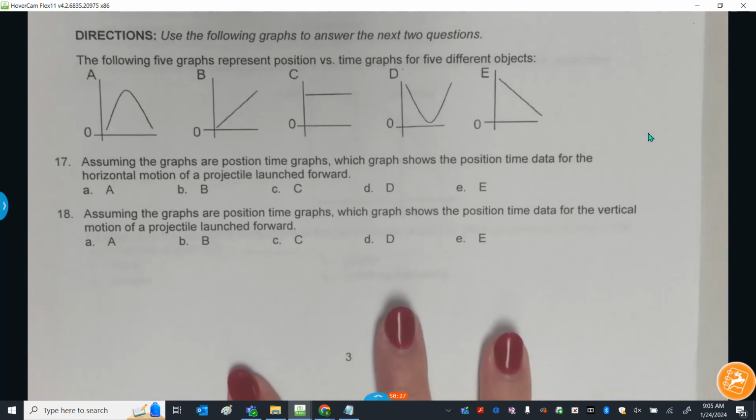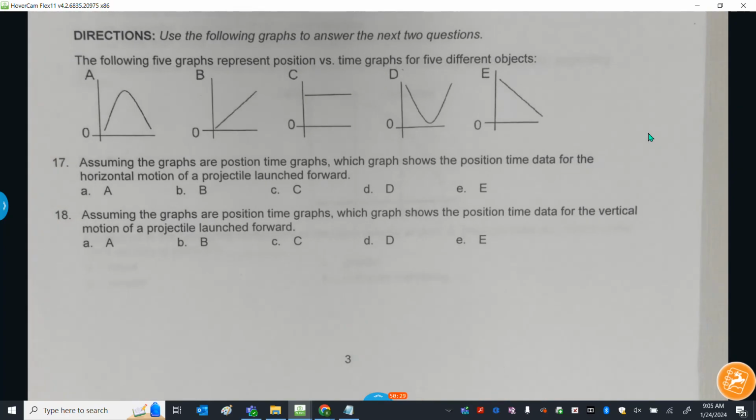And guys, if you're not too fond of graphs, then definitely listen up, because you will have graphs on your test. They will be there. Okay, so this one says, use the following graphs to answer the next 2 questions. The following 5 graphs represent position versus time graphs for 5 different objects. Number 17 on mine says, assuming these are position time graphs, which it said already, which graph shows the position time data for the horizontal motion of a projectile launched forward?